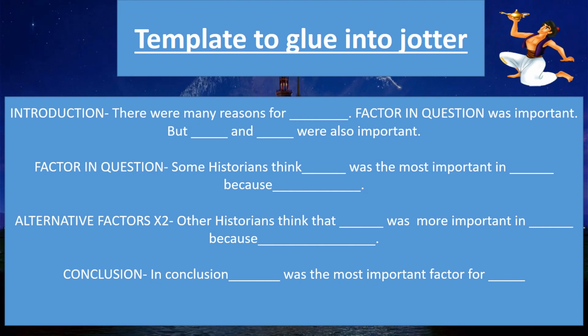And obviously we have our C there for the conclusion. So in conclusion, whatever you're choosing was the most important factor for, and then give evidence. So I think this because, or this is because. That is your last part there.